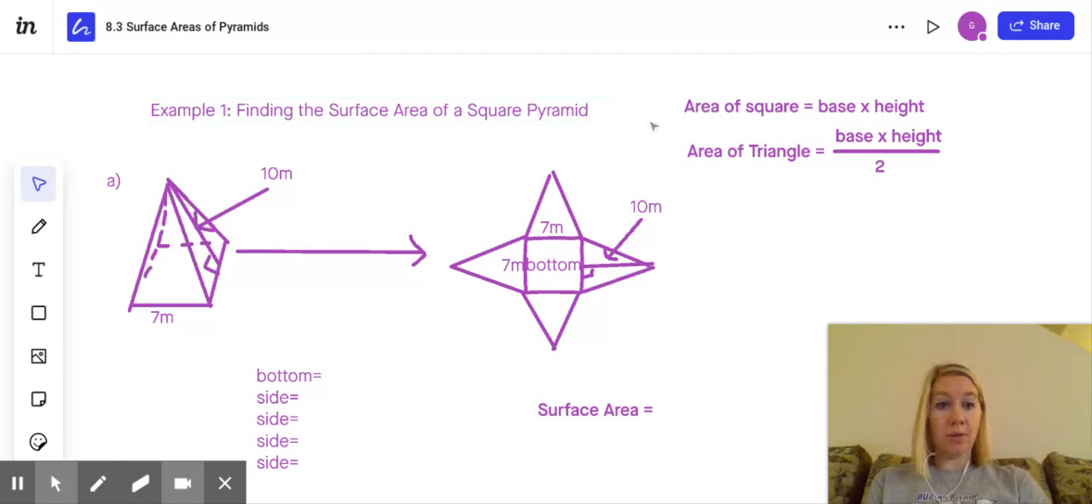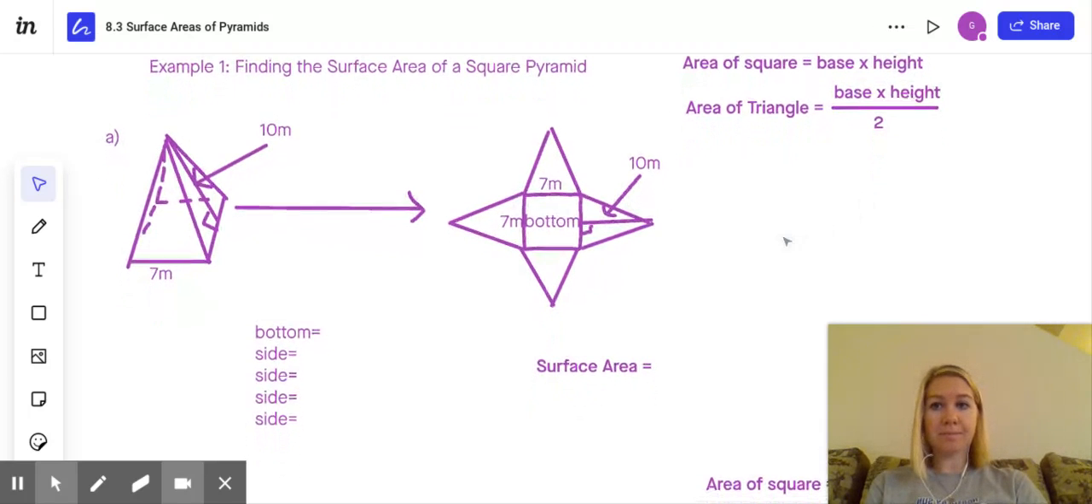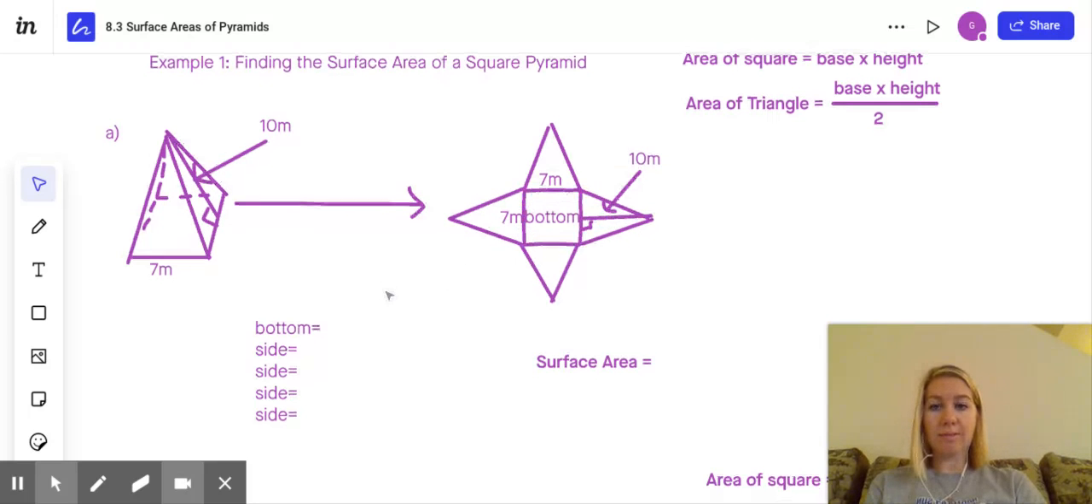Let's remind ourselves of the two formulas that we're going to use, which is the area of a square, which is base times height, and the area of a triangle, which is base times height divided by 2. Okay, so here's our square pyramid. To the right there, we see the base is 7 meters and the height is 10 meters. And then we can also see that on the net here, the base being 7 meters and the height of each triangle is 10 meters.